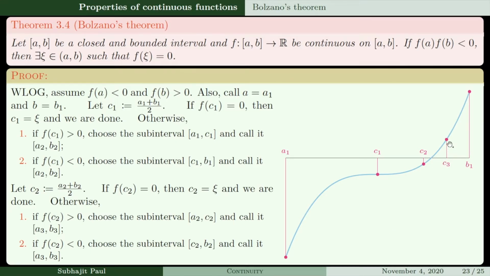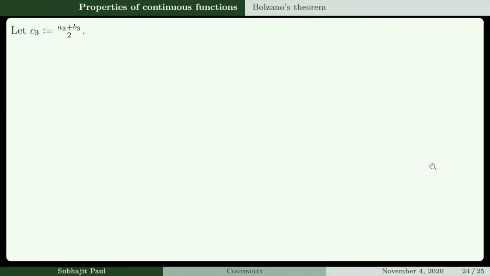So we again get a C3. In this example, you can see this functional value is positive. So we choose this interval as our next iteration in the sequence of intervals and discard the rest. And we keep on doing this process. So let C3 equal A3 plus B3 by 2, as we saw there.